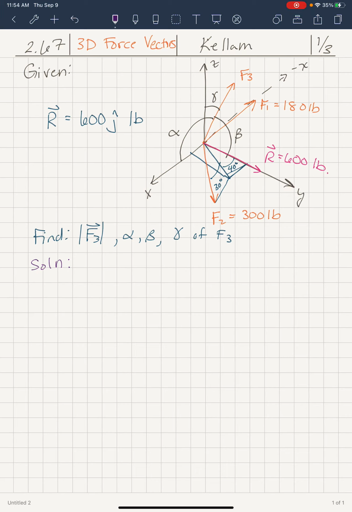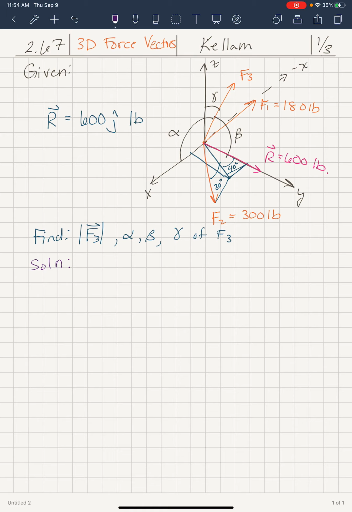This is problem 267 of the textbook. For this one, I went ahead and wrote out the given. So the given, and look at the figure from the book. But they give us F1 is along that negative x-axis. They give us F3, and we don't know the direction of F3 or the magnitude.